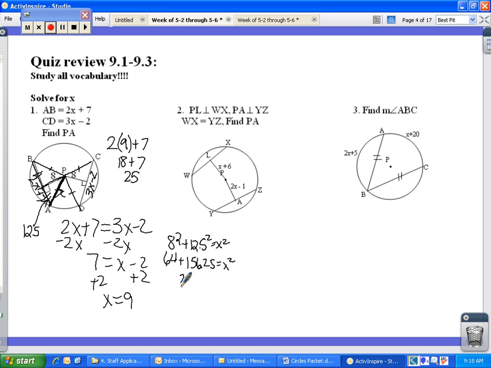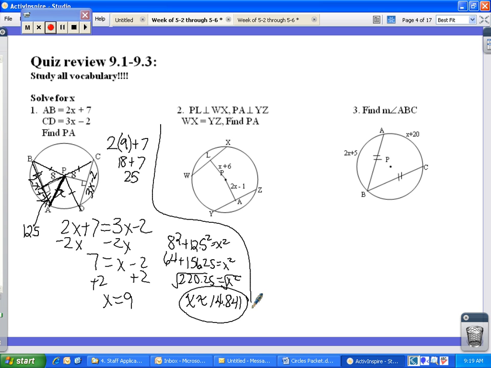I get 220.25 equals x squared. Take the square root of both sides, and you get that your answer is about, it's going to be hard to leave this in radical form, so we can just give a decimal, 14.841. So therefore your radius, or your radius PA, is 14.841. On number 2, well, this is work for number 1.